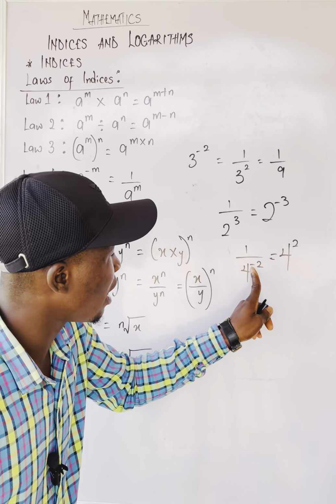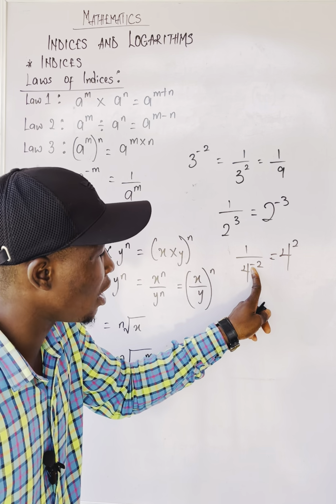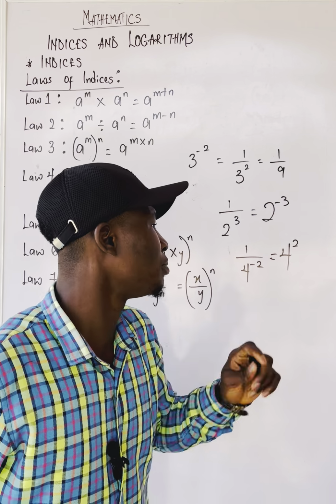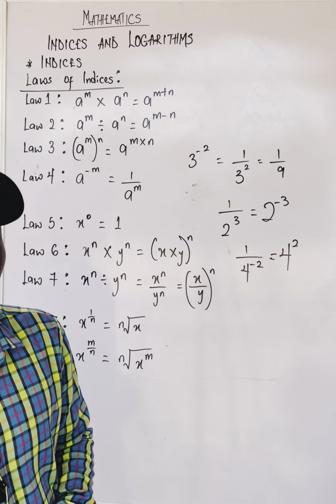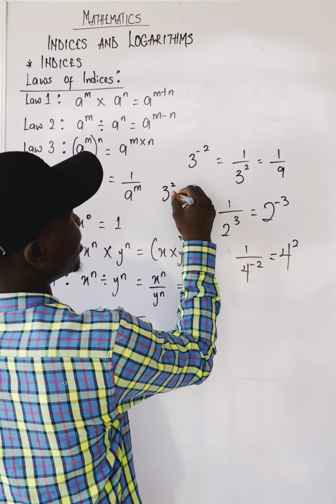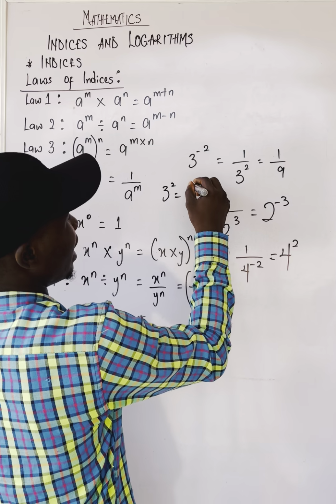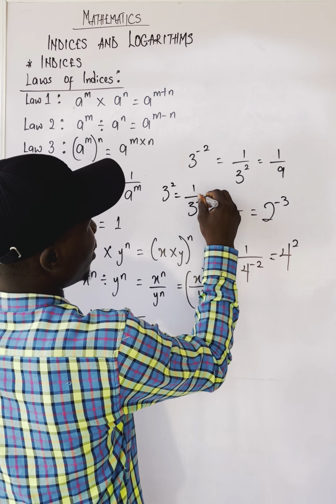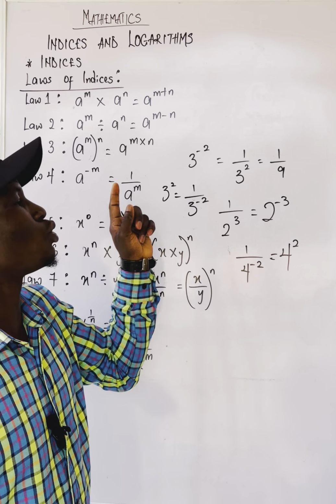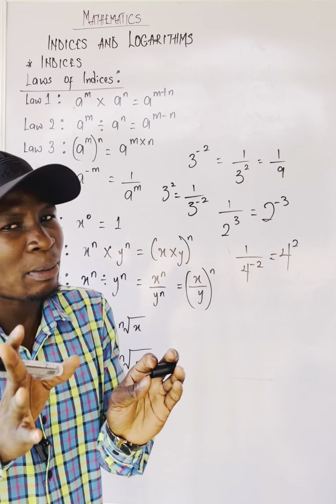So you see that now when I'm having 1 over 4 to the power of minus 2, when I'm taking it up, what will it become? Positive. So if I want to write something like maybe 3 to the power of 2, maybe I can write it as 1 over 3 to the power of minus 2. It's still the same thing now, because when I take it up back, this minus will change to what? Positive.